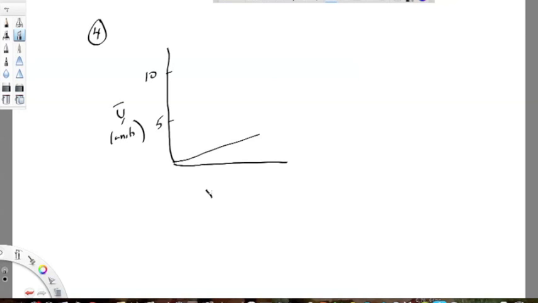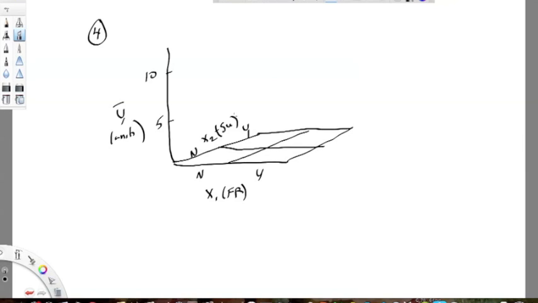And now we have our x1, fructose, and we have our x2 going back into the board, which is sucrose. We have no and yes, no and yes, and we're imagining a cube here, right? With the vertical axis being our y and our 2 x-axes kind of going back into the board with x2 and a cross for x1. Right, so we're going to have a 3-dimensional graph here.